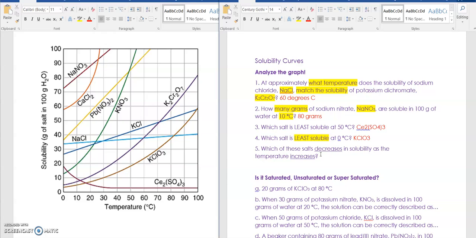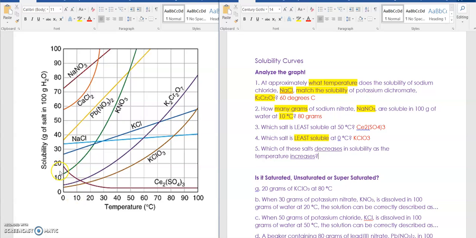Number 5 says, which of these salts decreases in solubility as the temperature increases? So I would be looking at my lines for one that starts out at a higher number than it ends out. As I increase the temperature, I should see that my line is moving down towards the right. It's a negative slope rather than moving up towards the right. And in this graph, I really only see one of those.